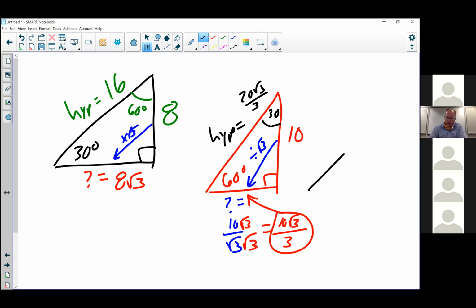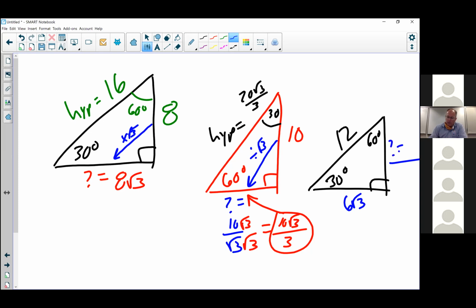What if I had this? What if I knew that to be 12? What would this side right here have to be? 6√3 is down here. So what's this side then have to be? 6. Yeah. So the side opposite of the 30 is always half of the hypotenuse, and the side opposite of the 60 is always the square root of 3 times larger than the side opposite of the 30.